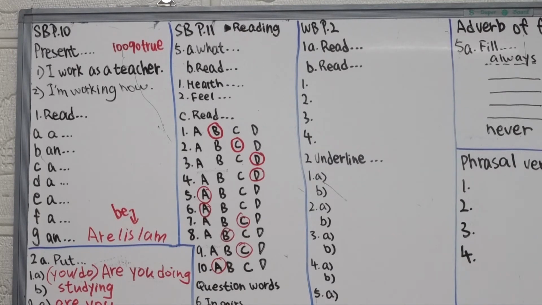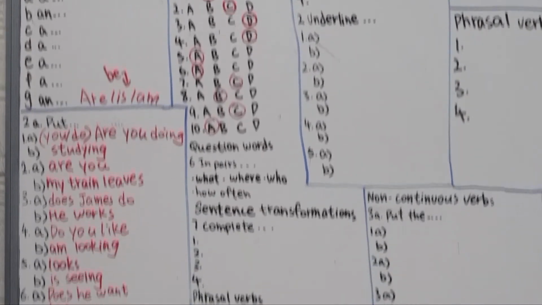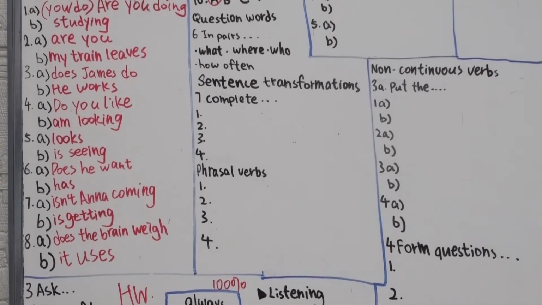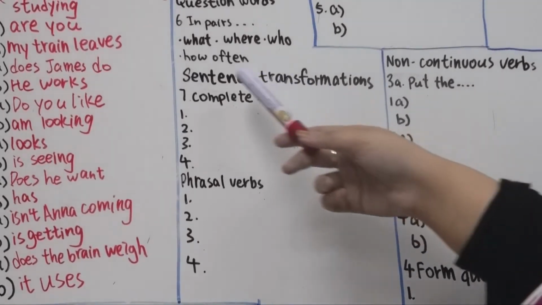Next one is for question words. So question words are for what, where, when, who, how often. So I think this one you know, right? How do we use that? There is an example. What time do you get up? At 7:30. For where, you may say, where do you live, right? And for when, you may say, when do you do your homework?